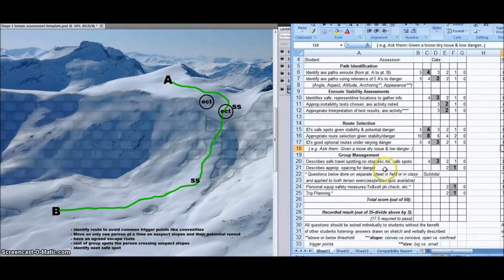On to appropriate spacing for danger. I can see that he has put move, so only one person at a time is on suspect slope, and their potential run out. That's exactly what I wanted to hear, so I'd give him full marks of 2 points on that one. And he's doing well.